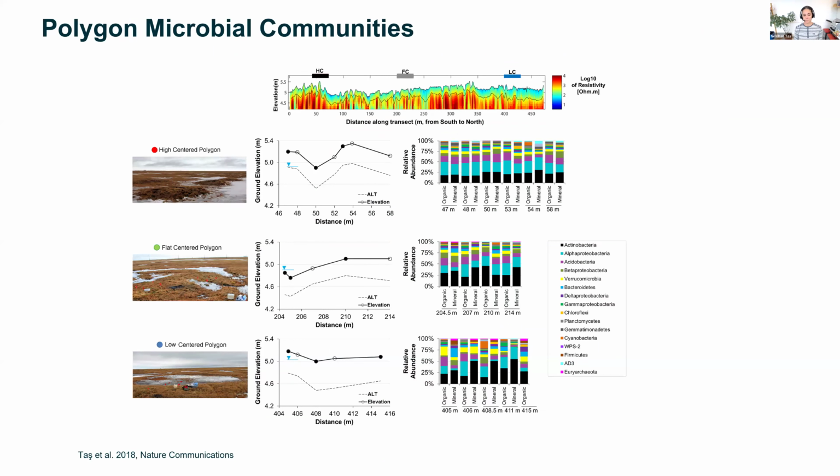So we followed their progress through the landscape and found that each polygonal unit could be defined by its own microbiome. Some of them actually had very similar communities in their organic and mineral layers, shown in the high-centered polygons here. And some had very dynamic, very different organic and mineral microbial communities, such as in the low-centered polygons.